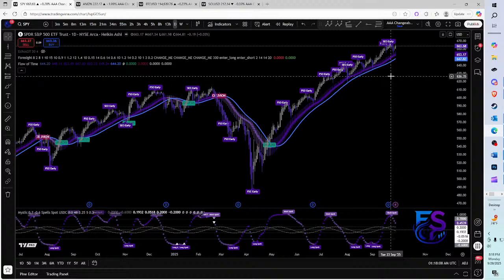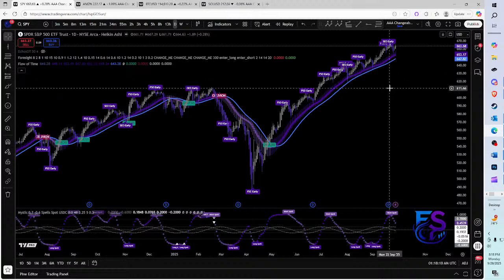Now, these are Heikin-Ashi candles, which we highly recommend. One of the biggest things about the indicators is that we wanted them to be simple. We wanted them to be easy to understand and be powerful. And like I said earlier, be surgical.